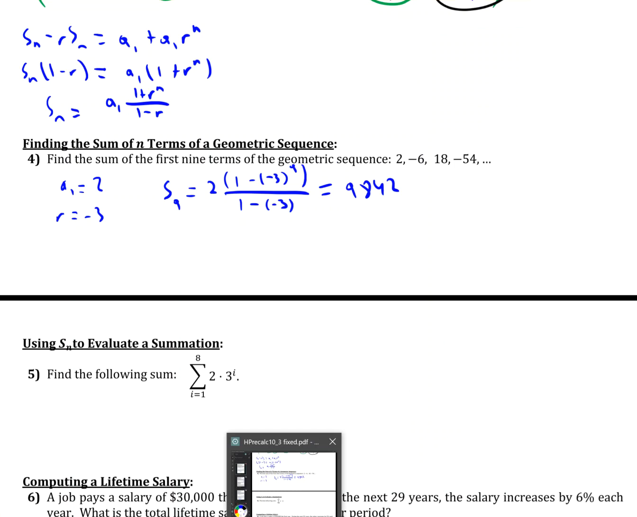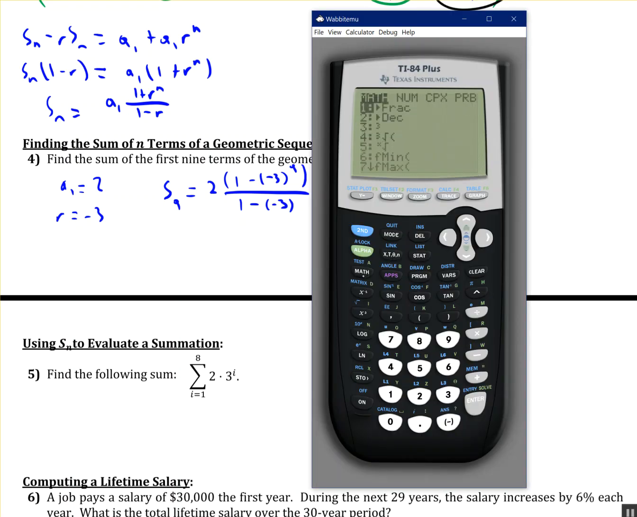And again, if you wanted to, you could just double check. You might not believe me. So I could go from 1 to 9 of 2 times negative 3 to the n minus 1, or i minus 1, or t in this case because my calculator's still in parametric form, and I get 9842.